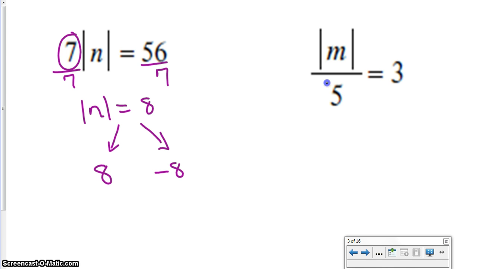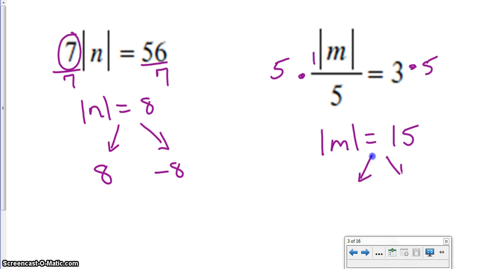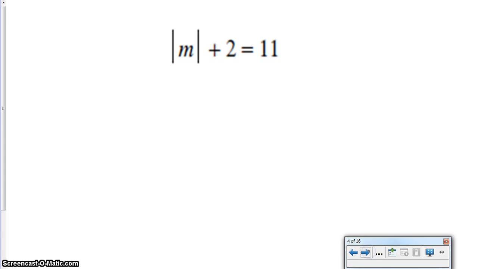Notice this has a coefficient, if we think about it, of 1/5. Multiply both sides by 5, and you'll see that the absolute value of m is a distance away from zero of 15. Mrs. Rose, I know the answer to this one as well. 15 and also -15 are 15 units away from zero.